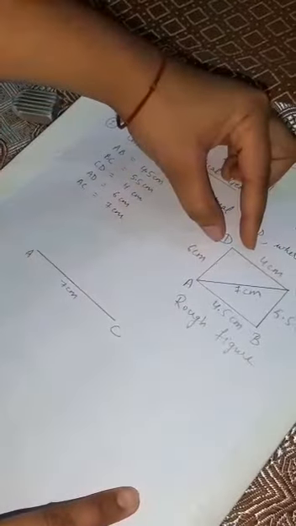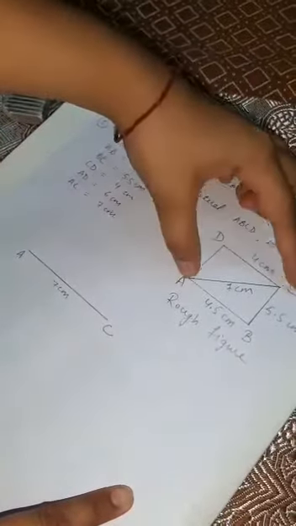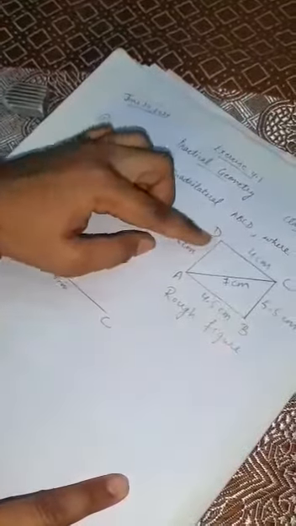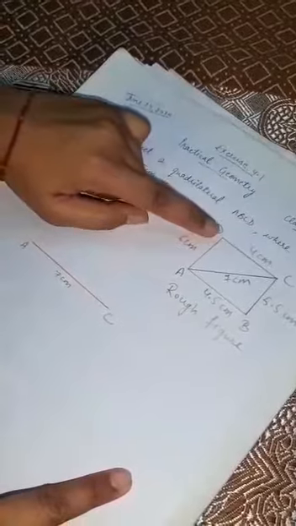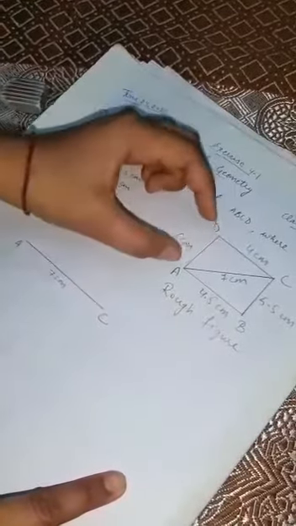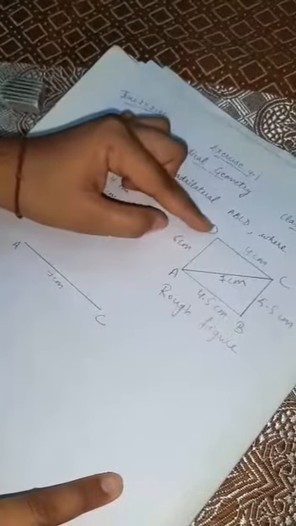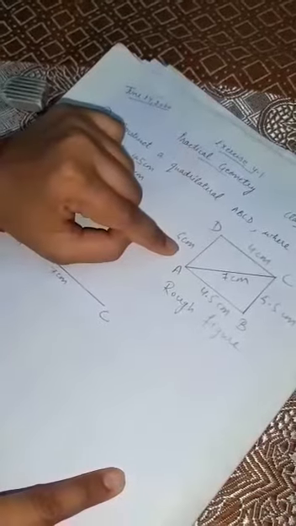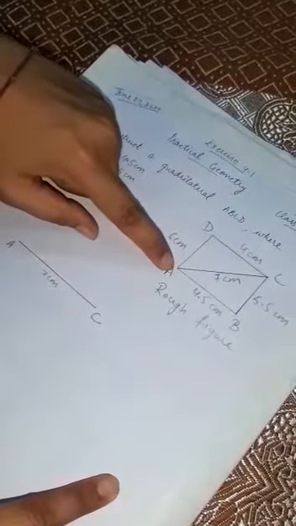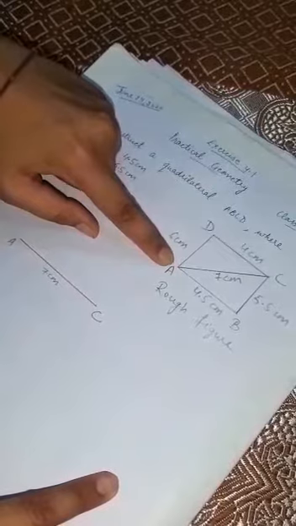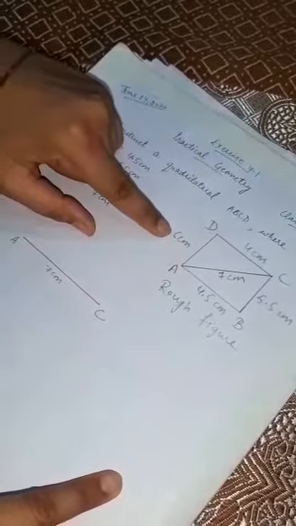Okay. Now on one side of AC is point D, and on the other side of AC is point B. Okay, so firstly let's mark point D. For this point let's check the distance of point D from A. This is 6 centimeters. That means from point A we need to draw an arc of 6 centimeters.